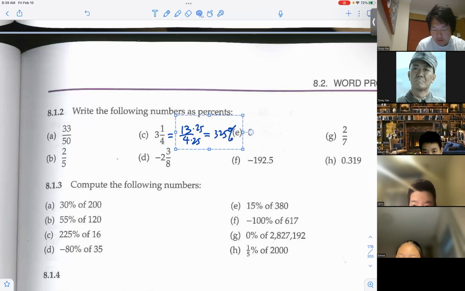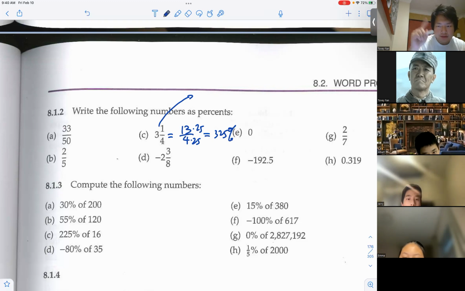Okay, so Emma, and also Jerry, Albert, if you do it in this way, of course you can do it, but you have to do 13 times 25 in the end, right? But we can actually change the mixed number into a percentage directly, because if you have a 3 here, 3 means 300%, right? For any integer, 1 is 100%, 2 is 200%, 3 is 300%, 4 is 400%, etc. Make sense? So this 3 translates into 300, and a 1/4 is 25 out of 100, so 325%. In other words, it's 300 plus the 25%.